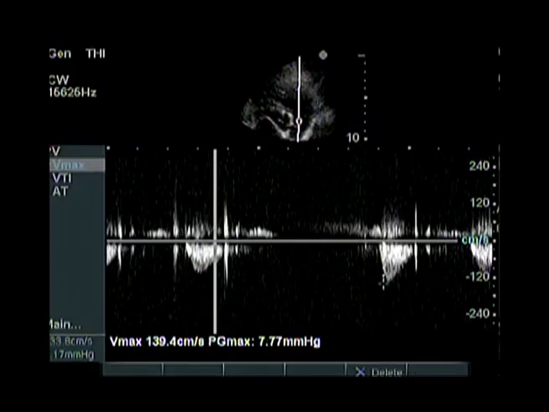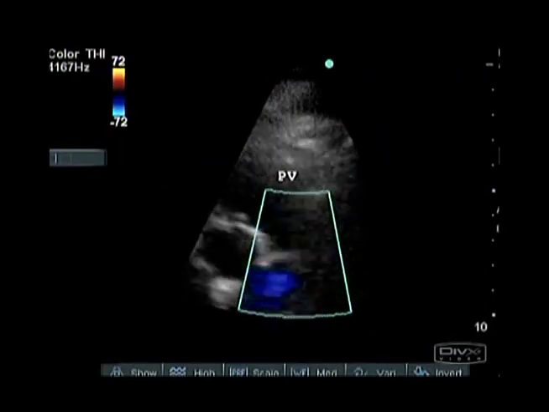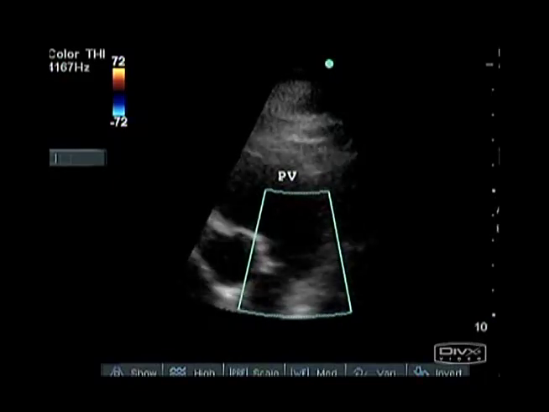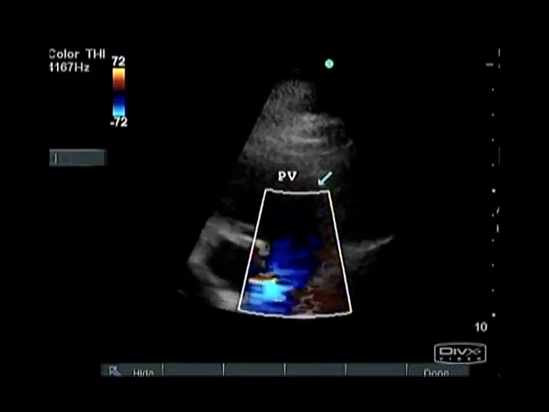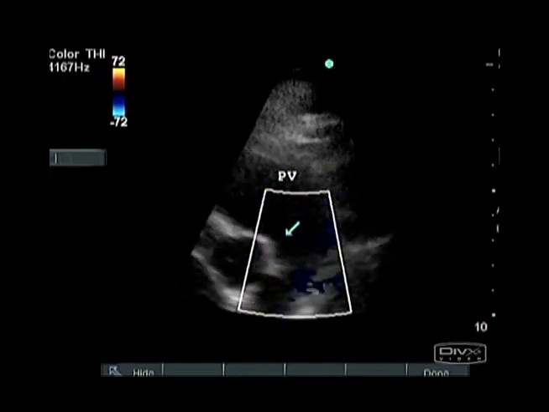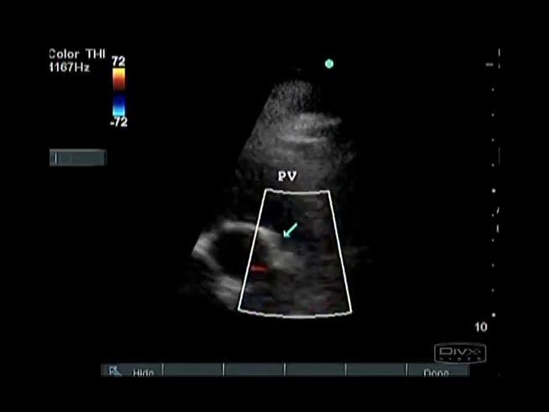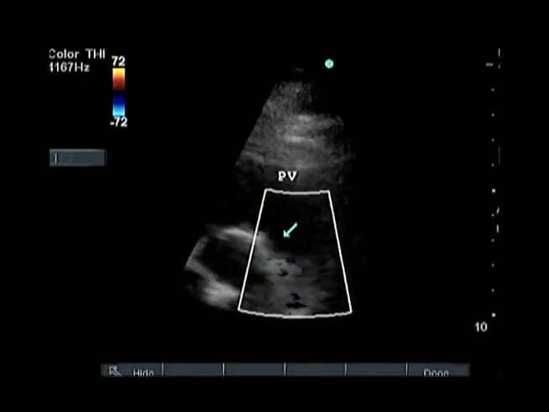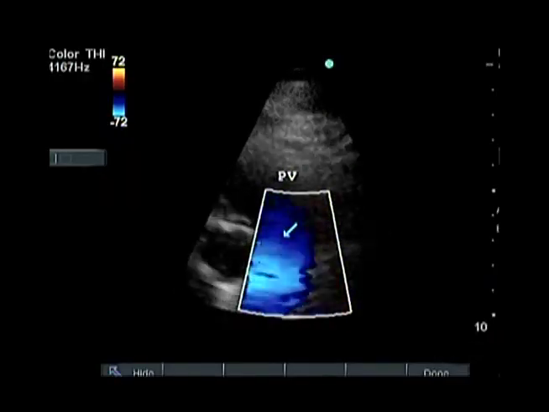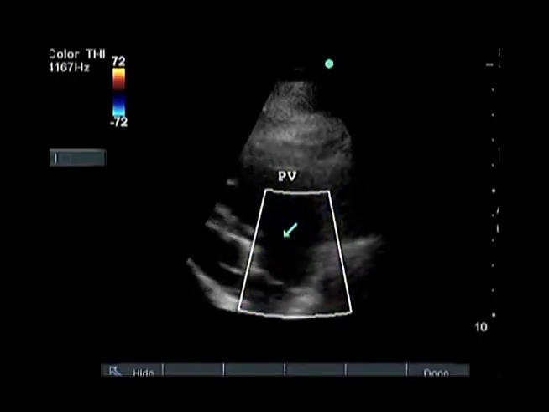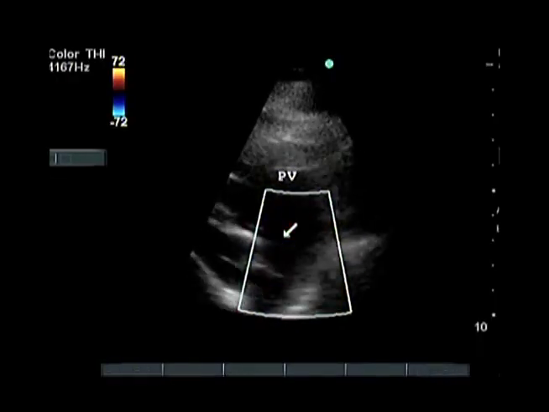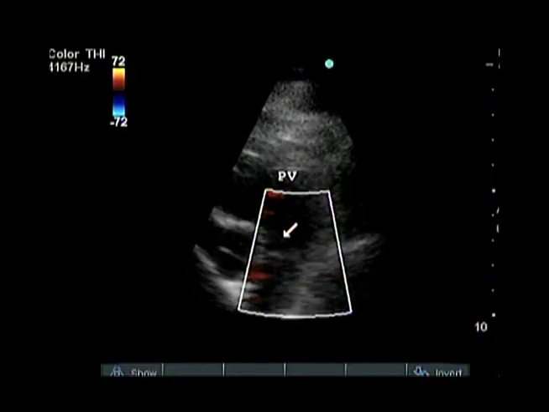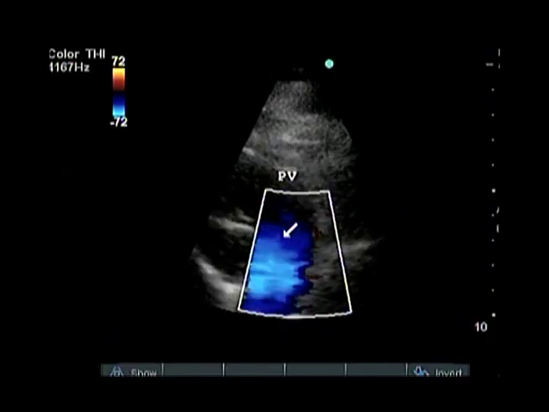If we assume a normal systolic pressure of 20 millimeters of mercury in the pulmonary artery, the right ventricle must generate a pressure of 20 millimeters of mercury plus 7.77 millimeters of mercury to achieve normal pulmonary artery pressure. About 7.77 millimeters of mercury pressure will be lost due to resistance to blood flow through the pulmonary valve. Realize that pressure gradients are usually underestimated.